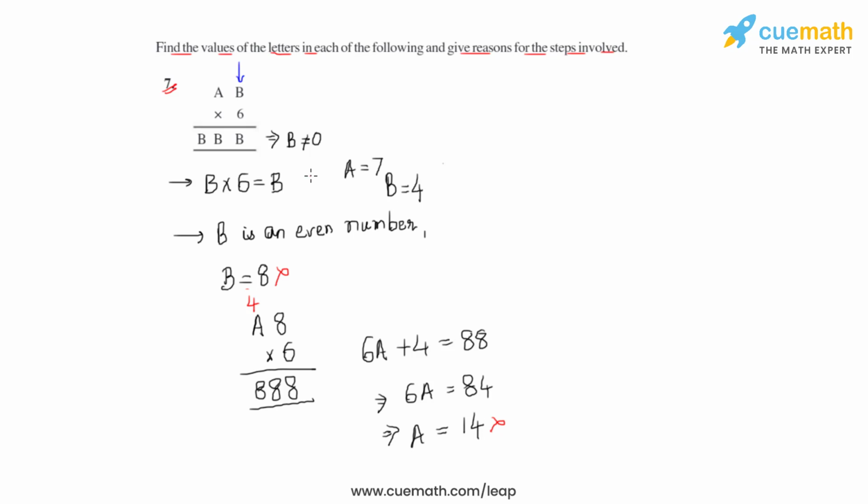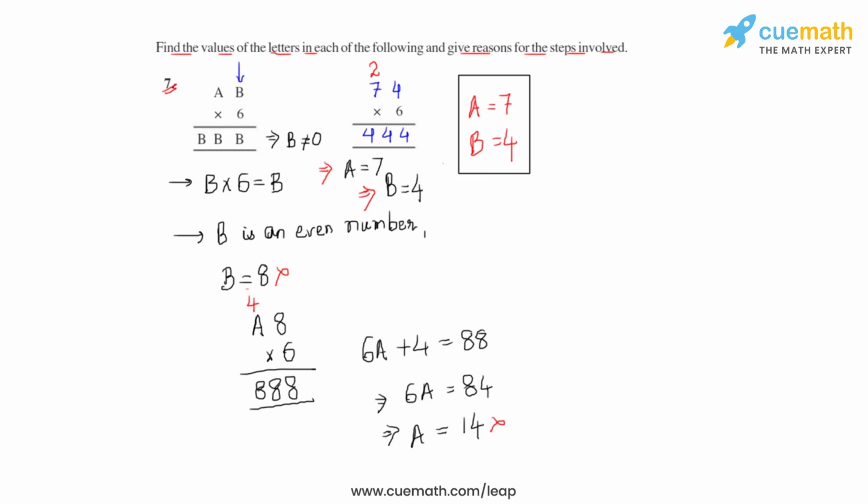Hence the values which we got initially, A as 7 when the value of B was 4, is the only valid one. We have checked all the numbers, all the conditions, and only this condition stands out. If we now put the values in the product, this is what we'll get, where the value of A was 7 and the value of B was 4. And this is how we are going to solve the 7th question of this exercise.